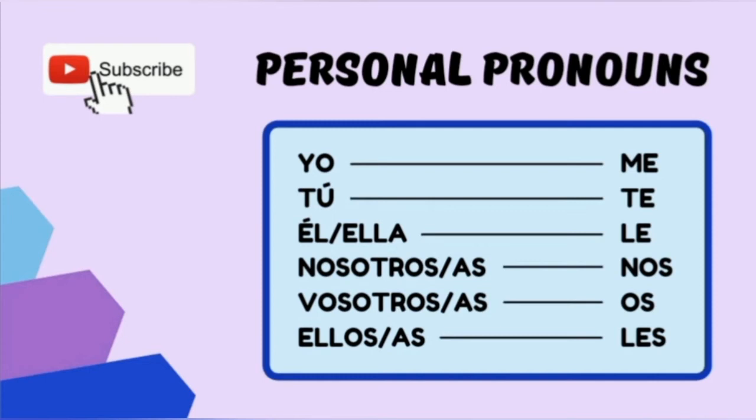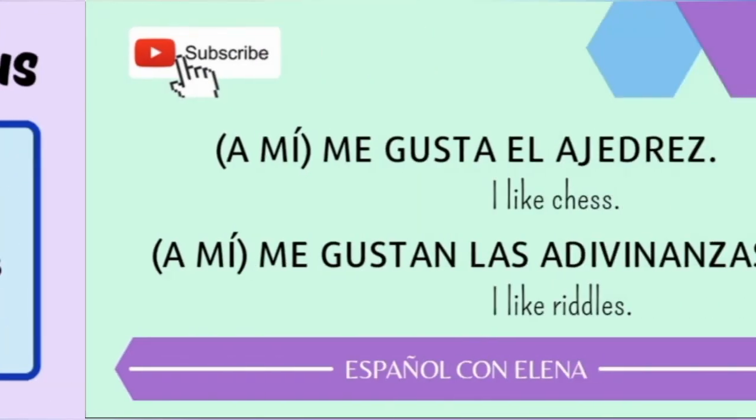On the left, you have the subject. That is, yo, tú, él, ella, nosotros, nosotras, vosotros, vosotras, ellos, ellas. And on the right, you have the indirect object. Me, te, le, nos, os, les. The words on the right are the ones you have to learn to be able to make sentences with the verb gustar in Spanish.